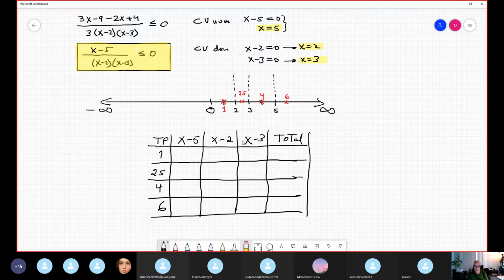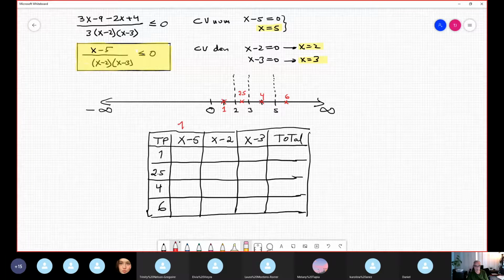Total now. Plugging in where? Well, plugging in into the factors one by one, step by step. 1 here, plugging in 1 here, 1 minus 5 is negative 4, no? Negative 4, I put negative. 1 minus 2 is negative. 1 minus 3 is negative. 3 negatives is negative. And this is important information. That is a risk being close in the circle.